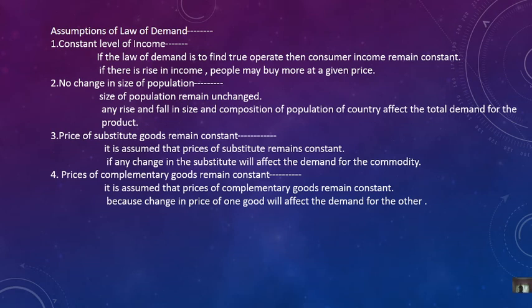Next, prices of complementary goods remain constant. It is assumed that prices of complementary goods remain constant because a change in price of one good will affect the demand for the other. For example, if the price of fuel falls, the demand for cars rises. So during the study of practical application of law of demand, prices of complementary goods are assumed to remain constant.